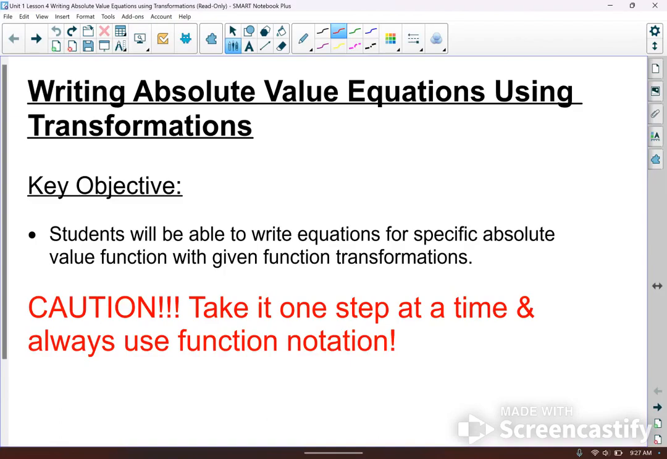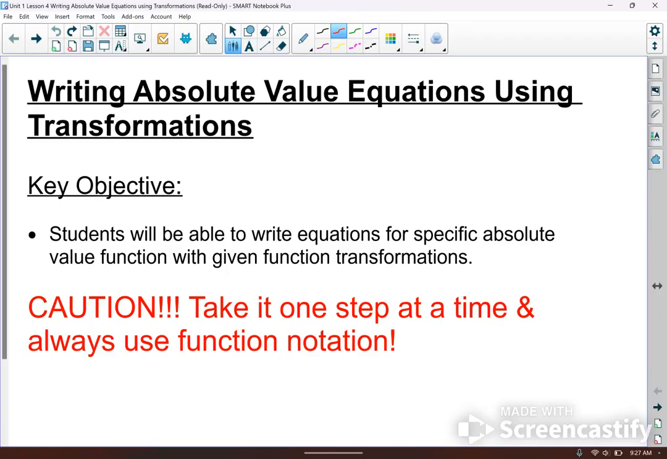Today we're going to talk about writing absolute value equations using our transformations. We're going to use our foundation of the parent absolute value function and our function notation of transformations to combine and write equations given certain transformations.